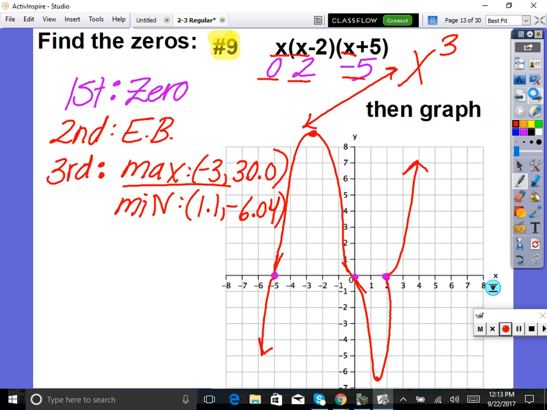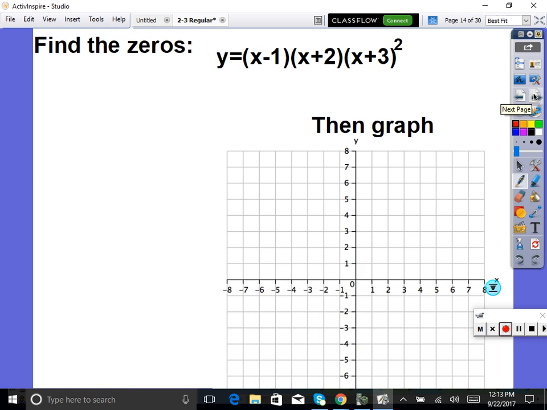Okay. Let's do another one. Just watch this one and then we'll let you go. You see how I have it at 1, -2, and -3, everybody? I just want to show you what this would look like. And then isn't this a multiplicity of 2? So watch what would happen. It would cross at 1, it would cross at -2, and then at -3 it's going to bounce.